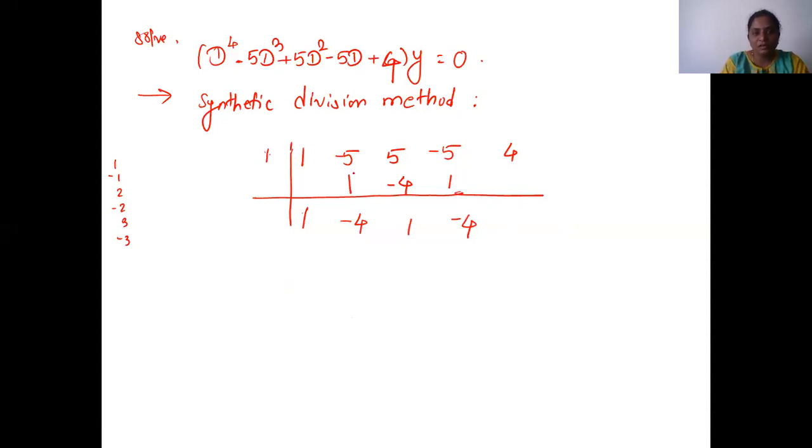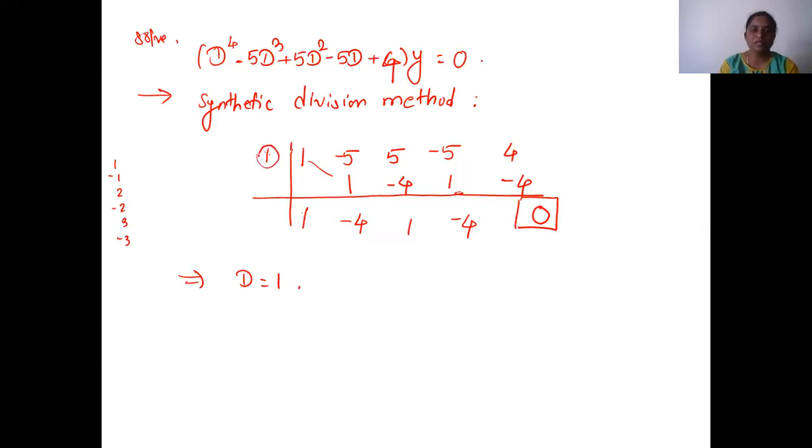Okay. The last number is 4. So 1, 1, 1, minus 4, 1, 1. Minus 4 into 1 is minus 4. Now add this. What is this now? 4 plus minus 4? 0. Correct? Yes, ma'am. So you get the first root now. D is equal to 1. The first root is fixed now.